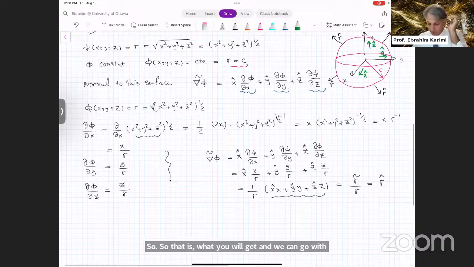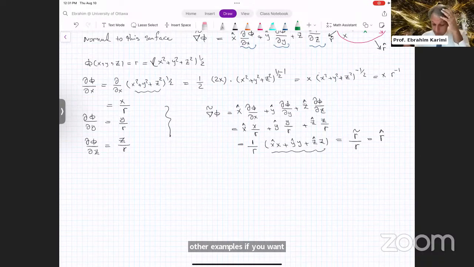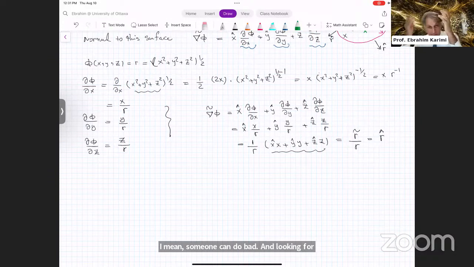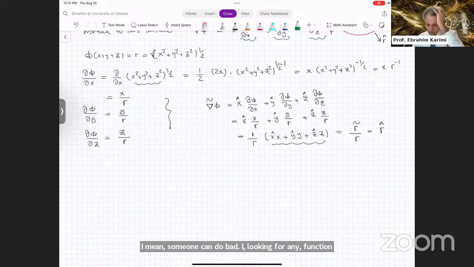We can go with other examples if you want. Someone can look for any arbitrary function of r, and then look at the gradient of this, and you will find the function. Well, so it's good, fantastic.